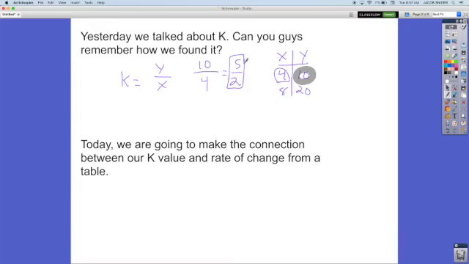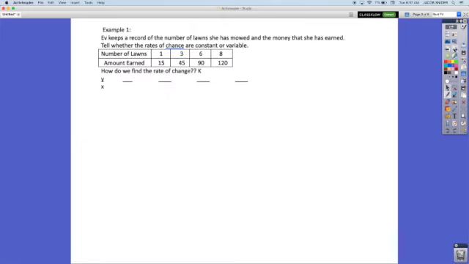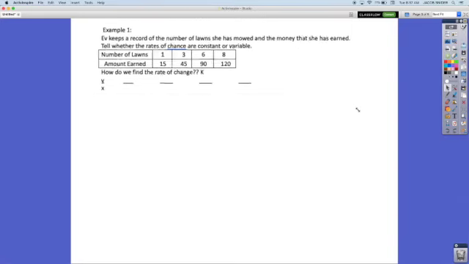All right, so today we're going to make the connection between our K value and rate of change from a table. So we're going from K value to rate of change, which is really the same thing. I talked about it a little bit yesterday. It's really exactly the same thing. Okay, so let's take a look at this problem for a second. Let me make it a little bigger for us.